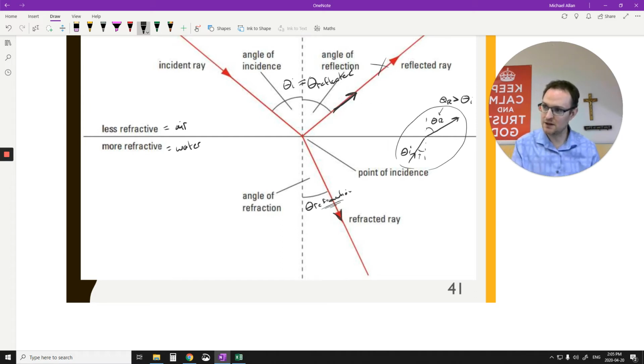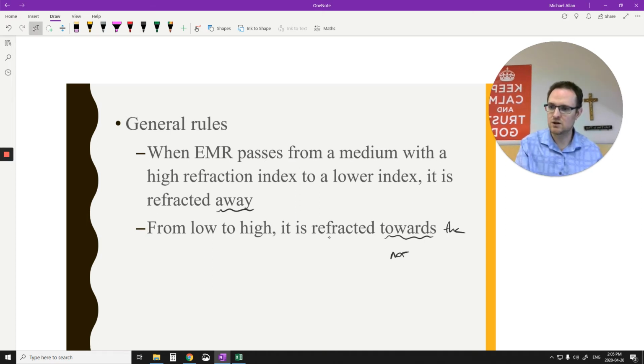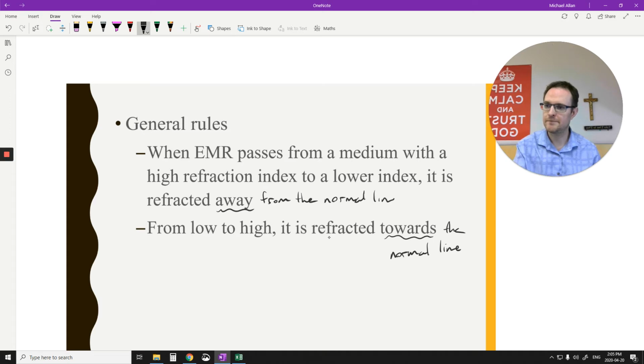And vice versa, if I'm going from a less refractive to a more refractive medium, it's going to bend towards the normal. It looks like it's going away from the surface, but we're worried about the normal line here. We're always measuring towards the normal. So in this case, it's bending towards the normal line. When I say towards, I'm talking about towards the normal line, because that's where everything is measured from in this game. Okay, so that's important.